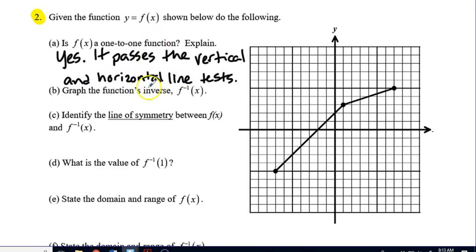Our next question asks about an inverse. How do you graph an inverse? And again, the notation for inverse is this f with a superscript -1. So it's not an exponent, it's just expressing the inverse in notation. So what we're going to do is take each one of these points on the graph, each one of these significant points, and we're going to switch the x and y. So we'll find the coordinates and then just invert them.